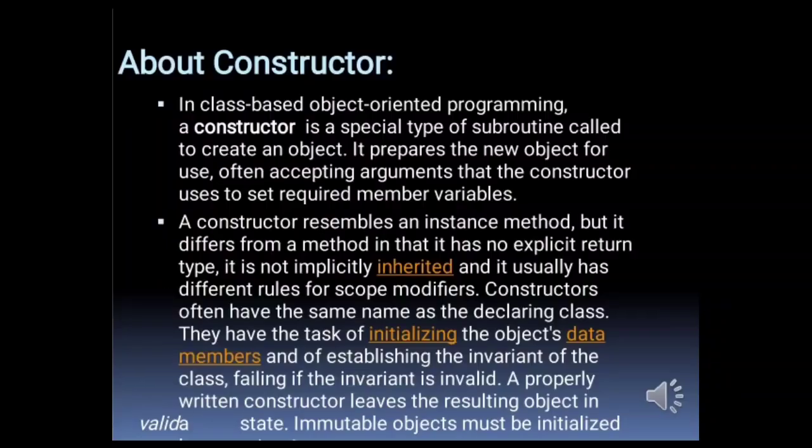First, about constructor. In class-based object-oriented programming, a constructor is a special type of subroutine called to create an object. It prepares the new object for use, often accepting arguments that the constructor uses to set required member variables. A constructor resembles an instance method, but it differs from a method in that it has no explicit return type. It is not implicitly inherited, and it usually has different rules for scope modifiers.